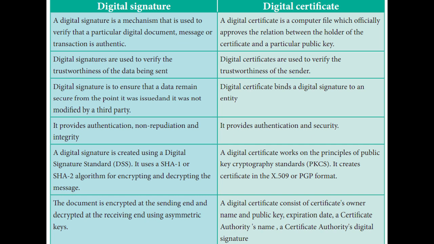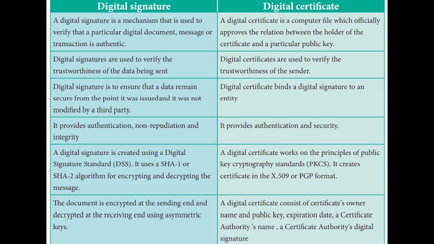Here in digital signature, the document is encrypted at the sending end and decrypted at the receiving end. This is done using the asymmetric keys, right? Here the encryption is done at the sending end and the decryption is done at the receiving end, right? This is done using the asymmetric keys, that is public key, right?